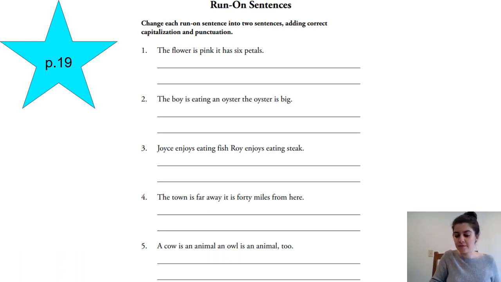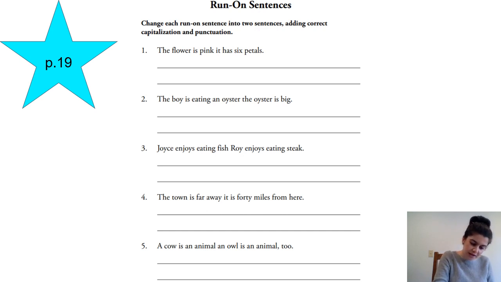Number 2 says, the boy is eating an oyster. The oyster is big. Think about where we want to break up this sentence. What is the first thing they're trying to tell us? Good. The boy is eating an oyster. So that's our first sentence.